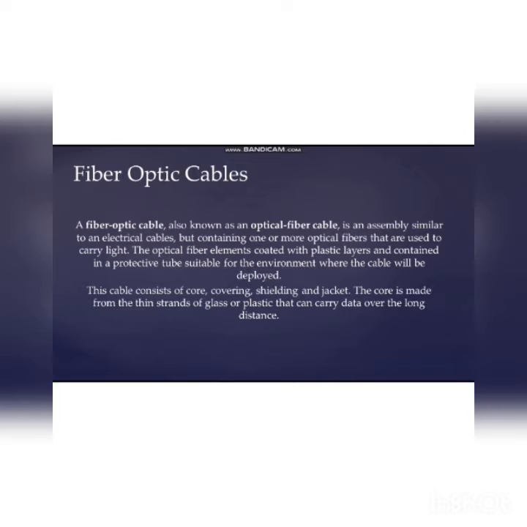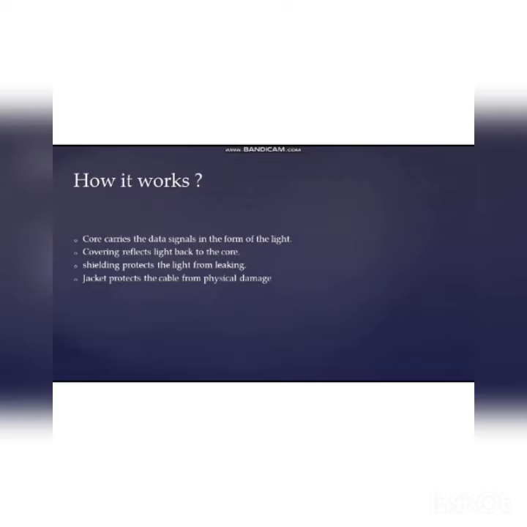The optical fiber element is coated with plastic layers and contained in a protective tube suitable for the environment where the cable will be deployed. The cable consists of core, covering, shielding, and jacket. The core is made from a thin strand of glass or plastic that can carry data over a long distance. The core carries the data signal in the form of light.